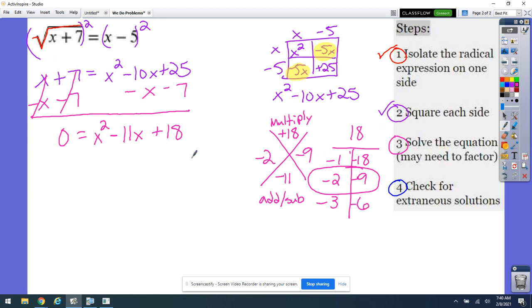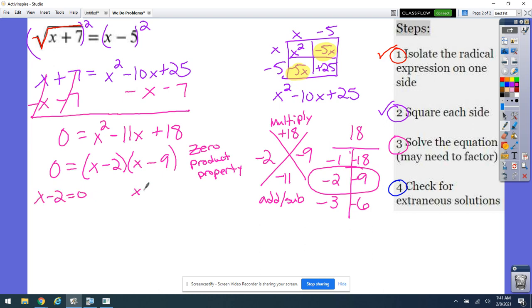So what I'm going to take a look at is my factors. So 0, I'm going to rewrite it as my factors of x minus 2, that negative 2 here, and x minus 9, that negative 9 that I have here. Zero product property. So again, I'm going to apply the zero product property, and it states that once it's set equal to 0, I'm going to solve for what makes each one equal to 0. So x minus 2 equals 0, x minus 9 equals 0, and then solve. Add 2, add 9 here, and here's what we have left. So that means one solution could be 2, and one solution could be 9.